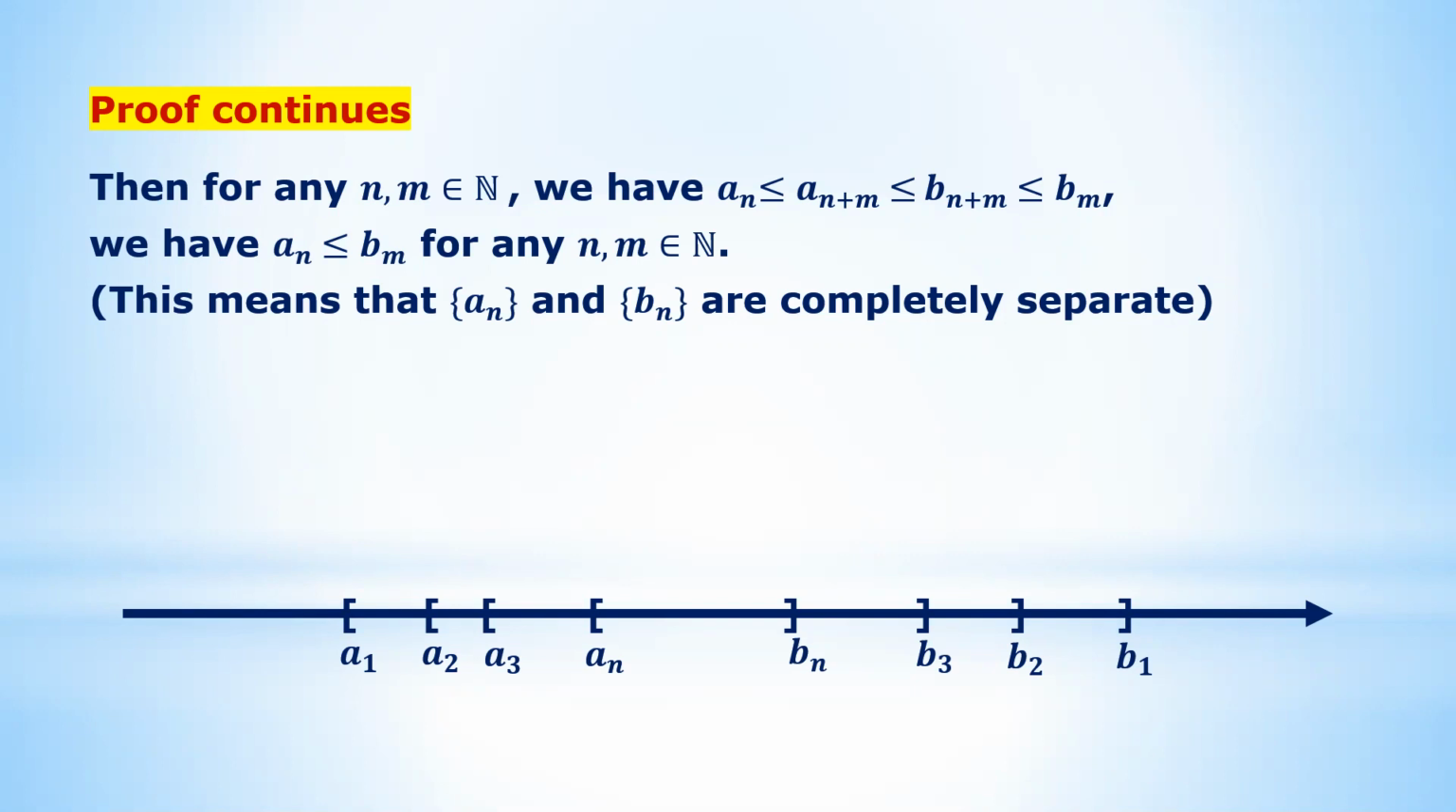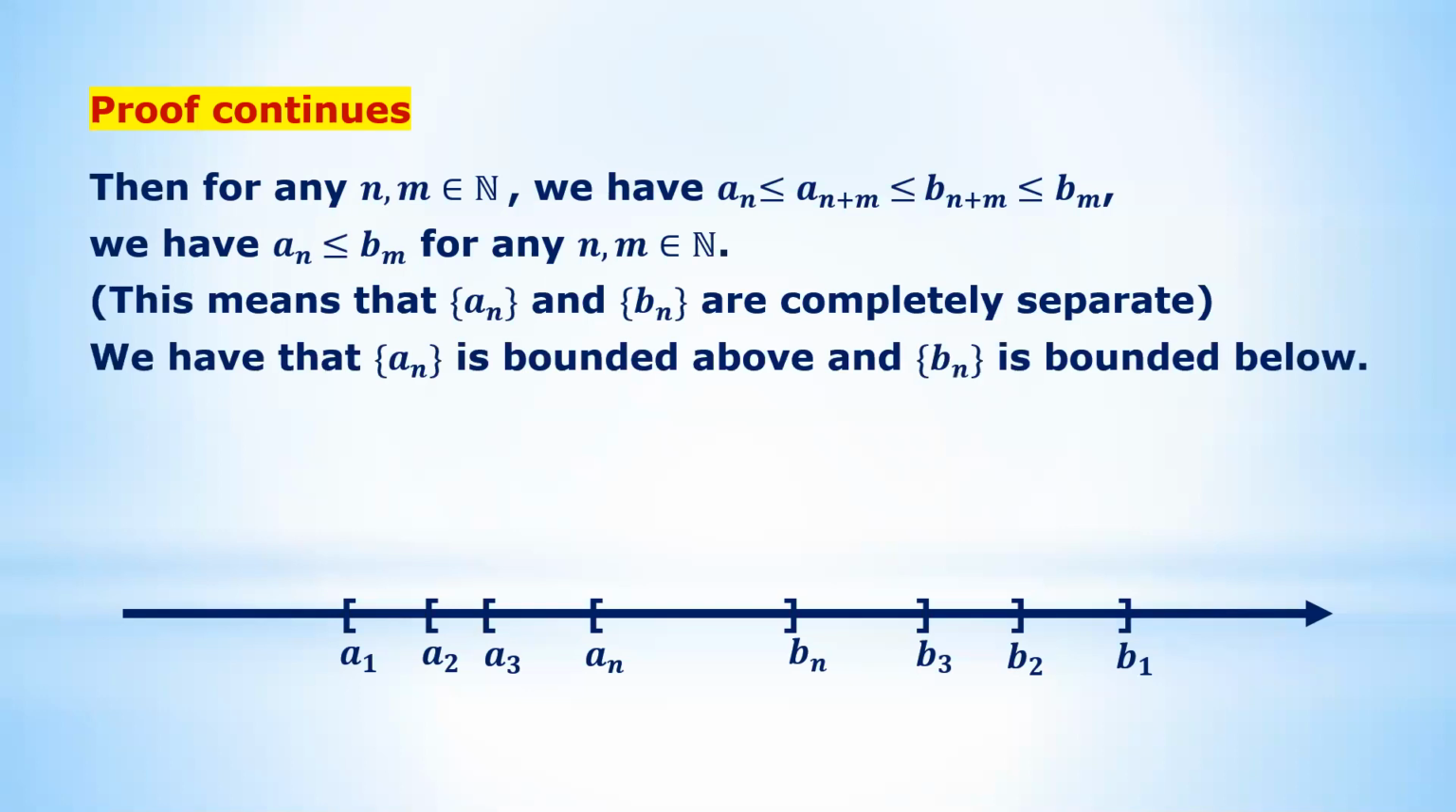So a_n is like a_1, a_2, a_3, a_n, always on one side. Then b_1, b_2, even though the b sequence is decreasing, the b terms are never going to enter the area of the a_n terms. They are completely separated. Now this is important. Because of this, you can see two things. One thing is that the a_n sequence is bounded above. Why is the a_n sequence bounded above? Because all the b terms become upper bounds of the a_n sequence. Obviously, a_n is bounded above.